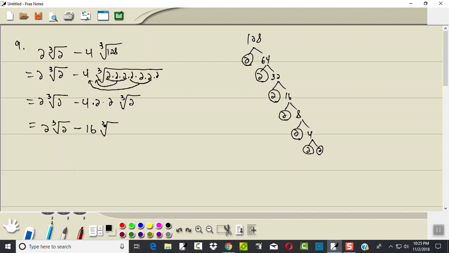cube root of 2. Now remember, we can't add or subtract radicals unless the radicals are the same, and these are both cube root of 2's, which means I can add or subtract the numbers in front. 2 minus 16 gives us negative 14 cube root of 2. And that's our answer.